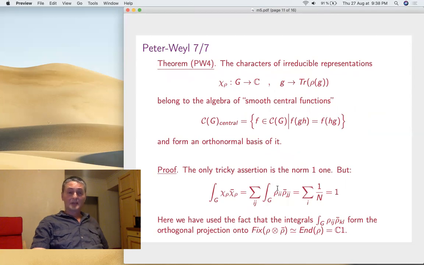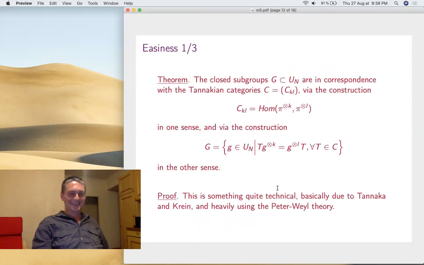Okay, so now Peter-Weyl is done, now easiness, very good. Let's do something easy. And well, let's start with the difficult thing; it's going to be easier later. The idea is that the closed subgroups of UN are in correspondence with the corresponding Tannakian categories. In one sense, we know that's the Tannakian category. In the other sense, well, I won't say here what's the list of axioms for Tannakian categories, but you can imagine it's a category with a tensor operation, all that. So given such a category, how do we construct a group?